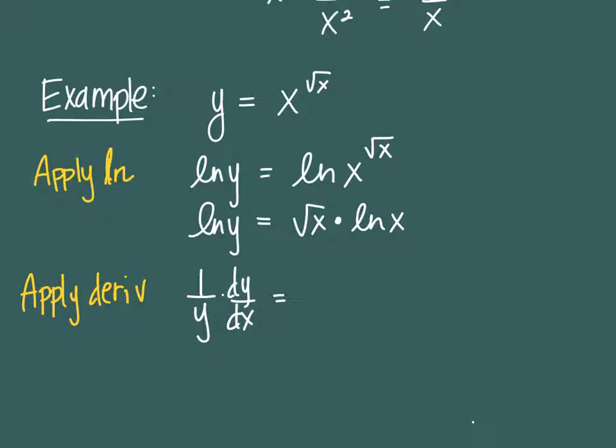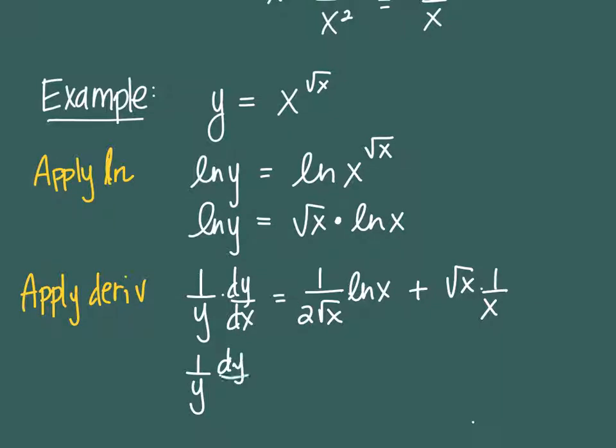1 over 2 rad x, natural log of x, plus rad x times 1 over x. Very good. So we've got 1 over y dy/dx equals the natural log of x over 2 rad x plus rad x over x, which can be simplified. I think I'd rather write that as 1 over rad x.